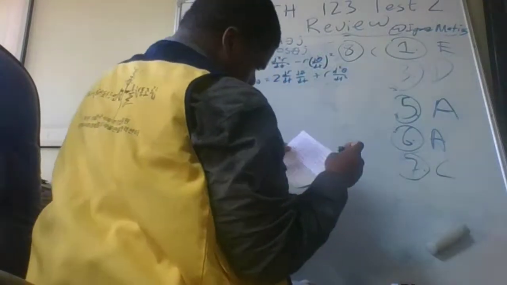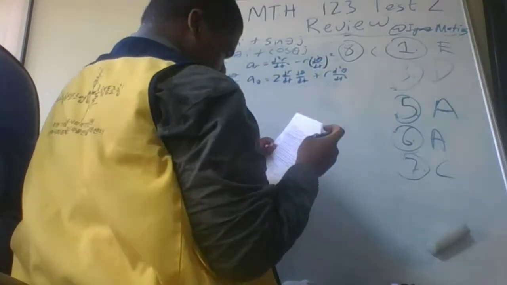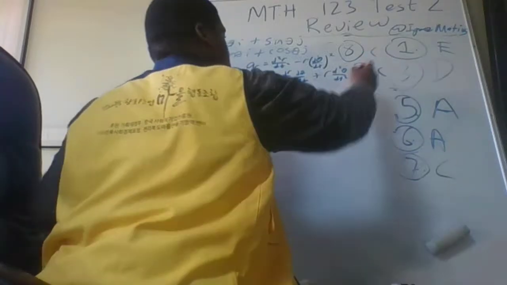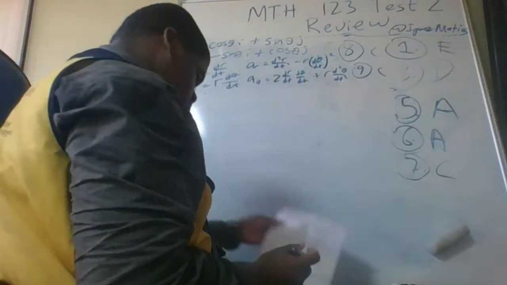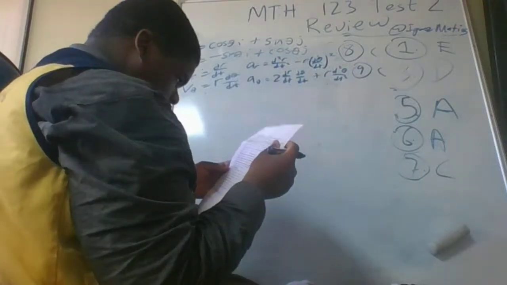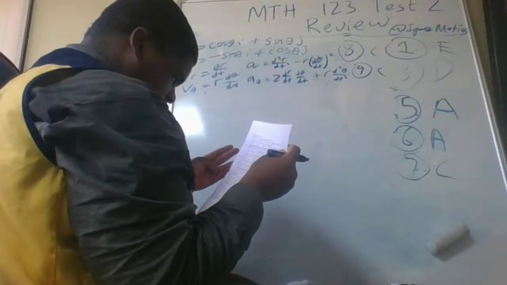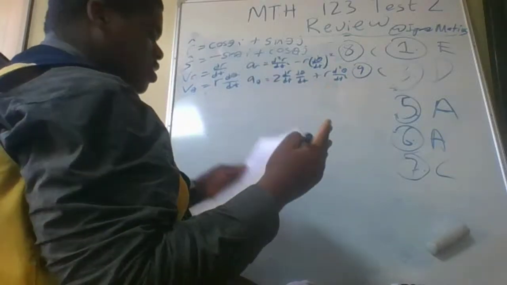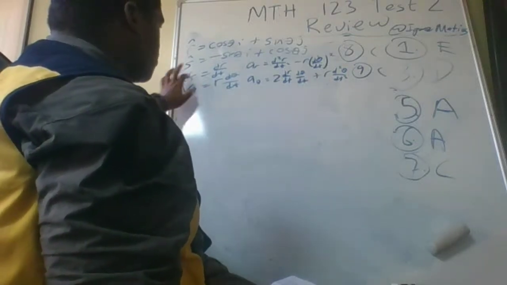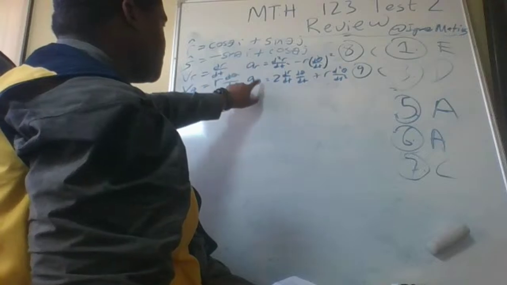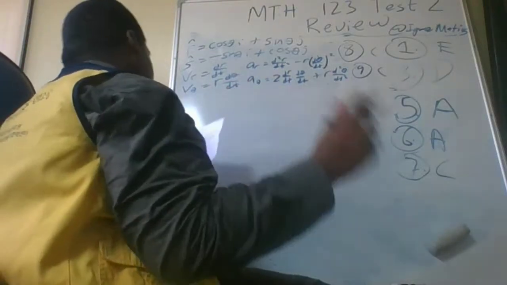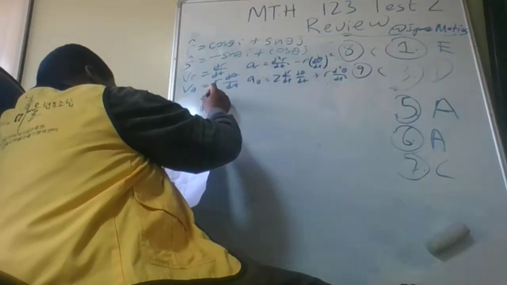8 is C and 9, I think, was C. Okay, now we can solve questions 10, 11, 12, 13 because these are the 4 things: our radial component of velocity, transverse component of velocity, radial component of acceleration, transverse component of acceleration. So now let's solve question 10. Before we solve question 10, let us first see our velocity.